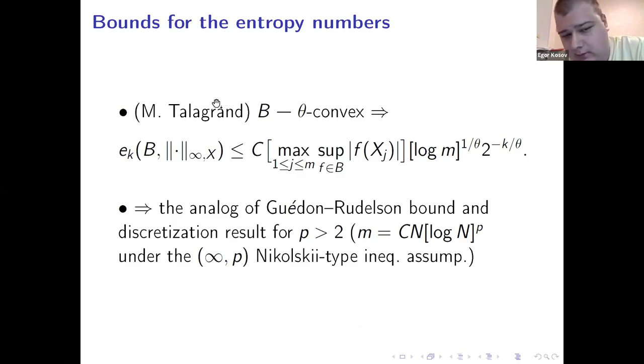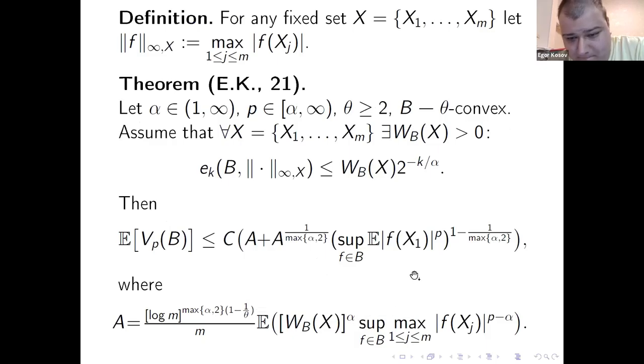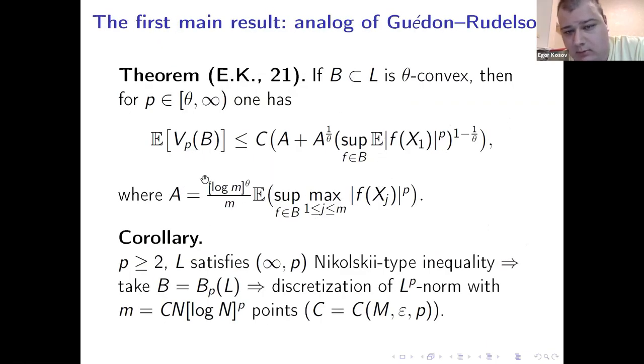How do we get bounds for the entropy numbers? For any theta convex set, these bounds are known. This is a result of Talagrand that he used in some of his works. Maybe the result was in some other terms, but we can simply reformulate it for our purposes. These entropy numbers are always bounded by this quantity. So this is the dependence on the space and M, and this is the rate of the decay. We take these bounds, plug them into this theorem, and obtain the result stated above about theta convex sets.